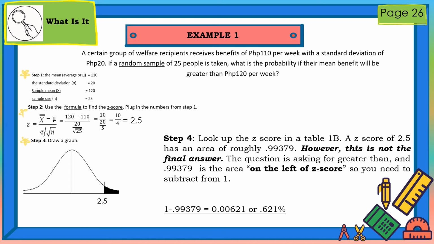0.99379 is the area on the left of the z-score. So you need to subtract from 1. So 1 minus 0.99379 equals 0.00621 or 0.621%, and that is the probability of greater than 120 pesos per week.